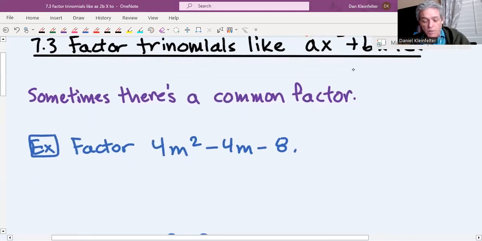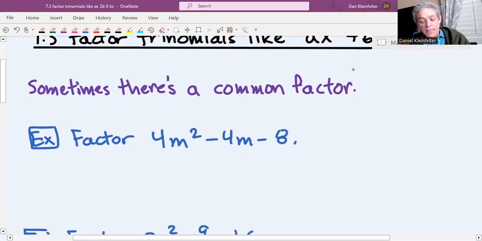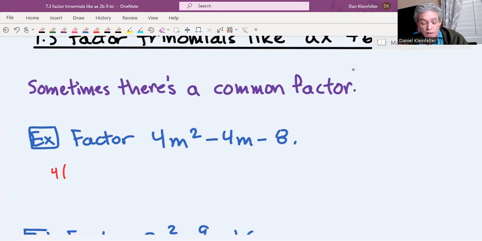So first of all, one possibility is that there could be a common factor. So in this example, 4m squared minus 4m minus 8, our first task would be to factor out the 4. That will leave m squared minus m minus 2. And that's something that we know how to handle, right? So we'll recopy the 4, don't forget that.